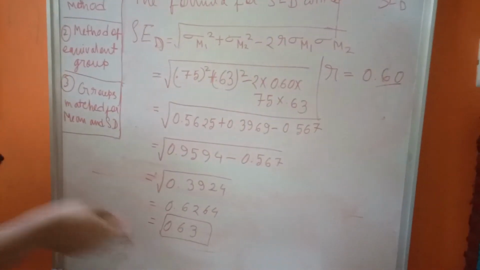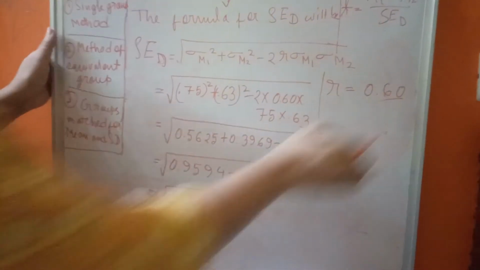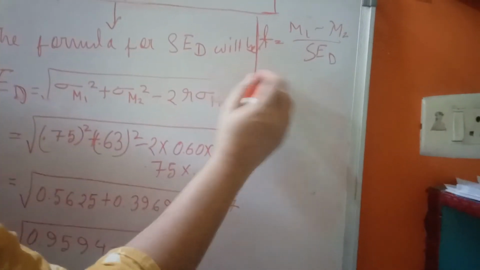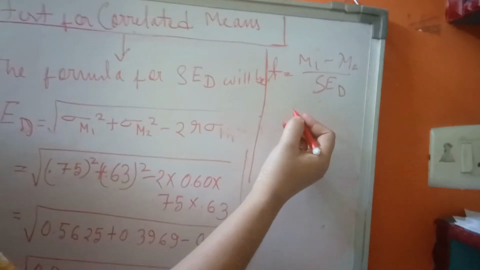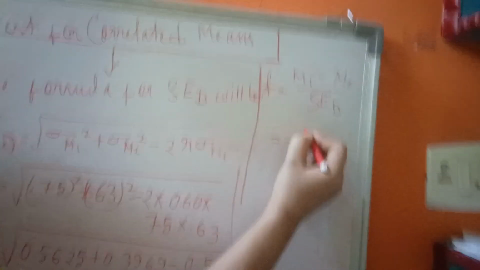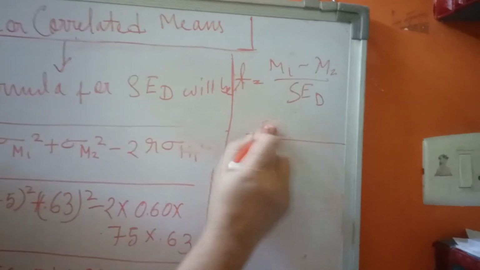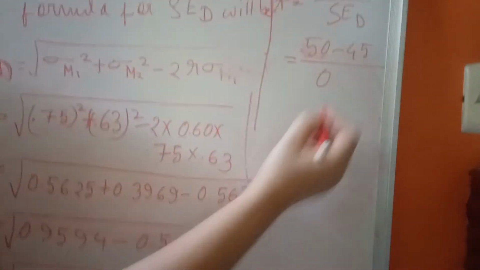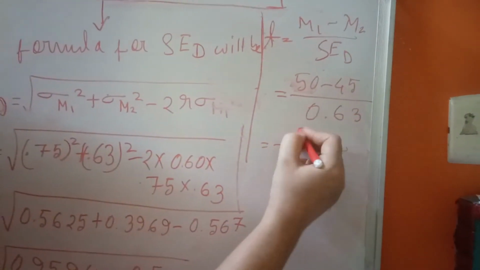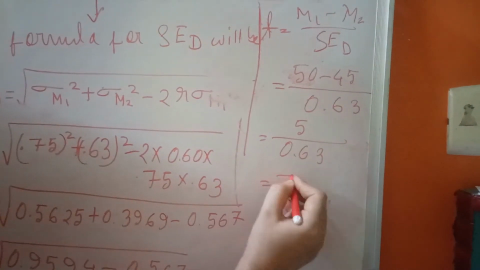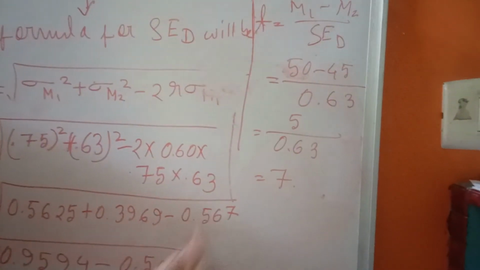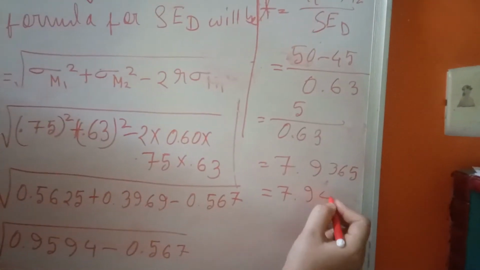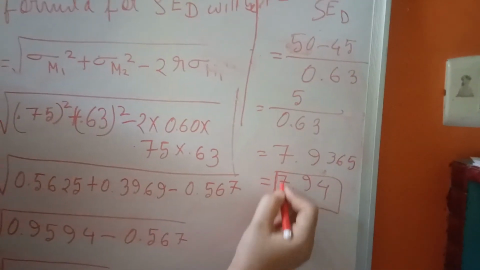So now we have the standard error of D. We can go to the formula of t. t is equal to mean 1 minus mean 2 divided by standard error of D. The mean difference is here 50 minus 45, and the standard error of D we just calculated is 0.63. So 5 divided by 0.63 comes out to be 7.9365, so 7.94. This is our calculated t value.